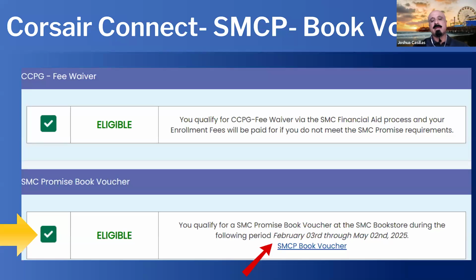They're on the main campus at the Santa Monica 1900 Pico Boulevard. Santa Monica bookstore is on the main campus. Those are the dates you can use your book voucher.